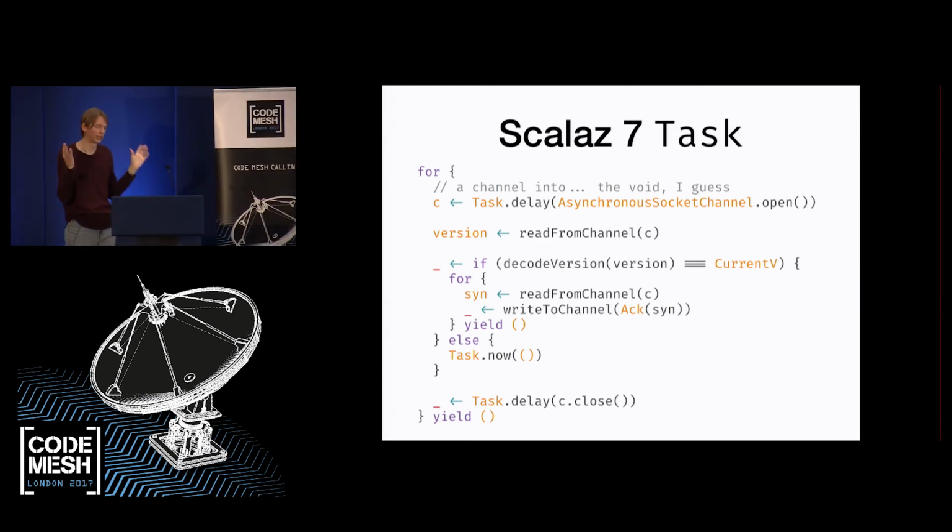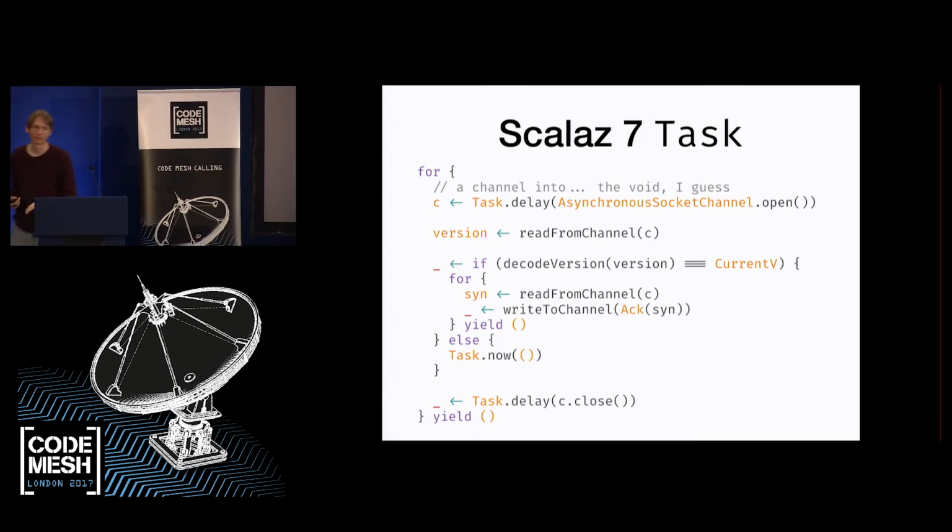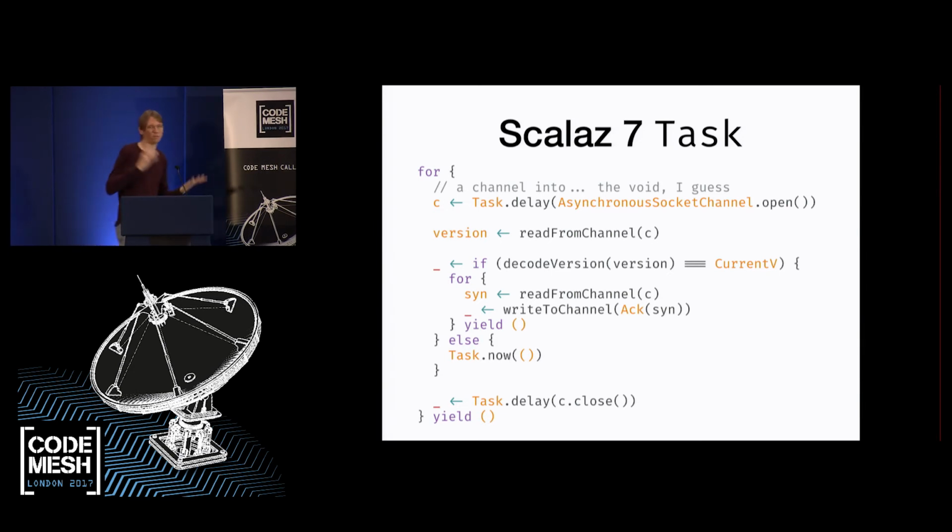So here we're reading, presumably, a version from a channel that we connected to nothing. We decode that version, and if it's valid, then we read a SYN and write an ACK. If it's invalid, we just close the channel. So, basic network I/O stuff.